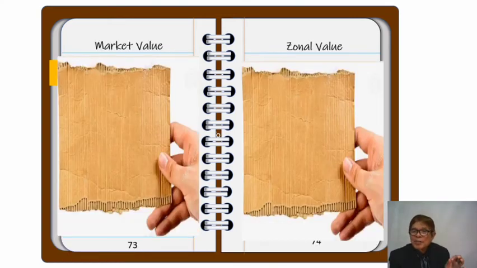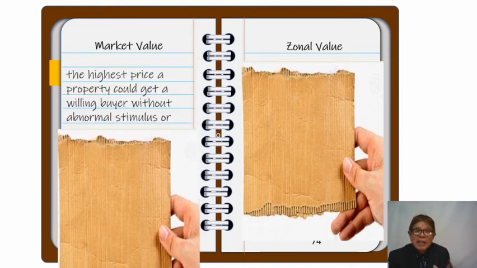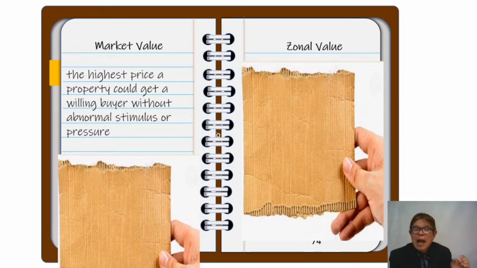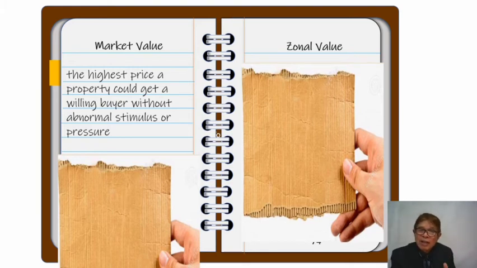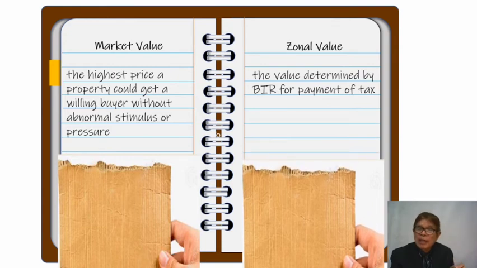What is the difference between market value and zonal value? Market value means it is the highest price a property could get from a willing buyer without abnormal stimulus or pressure, while zonal value is the value determined by BIR for payment of tax. Developers' prices are considered market value. When a seller of property sells and a buyer buys, the agreed amount is the market value.